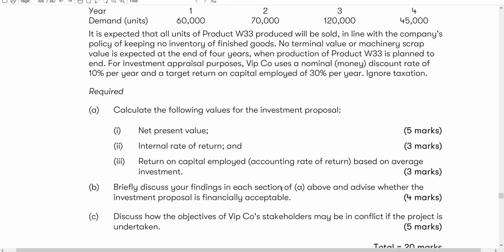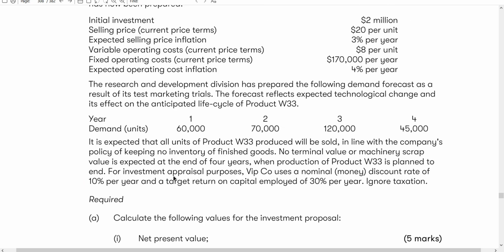Also, briefly discuss your findings from each section of A above and advise whether the investment proposal is financially acceptable. This is a 4 mark question, so very important. You have to discuss it. Okay, so let's read the question.